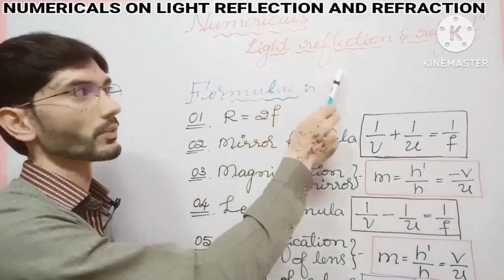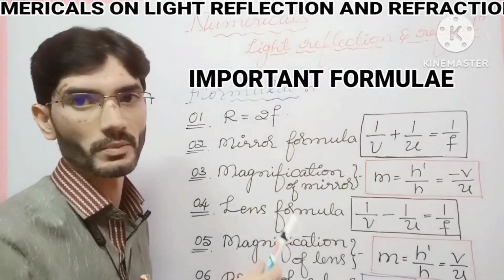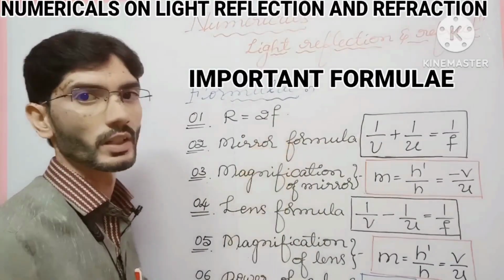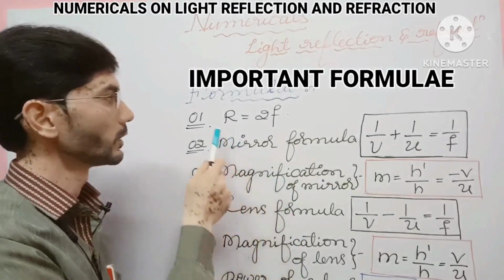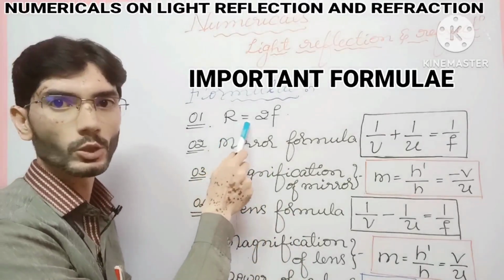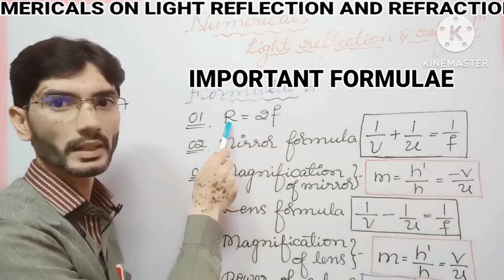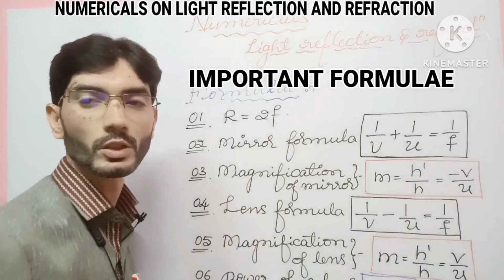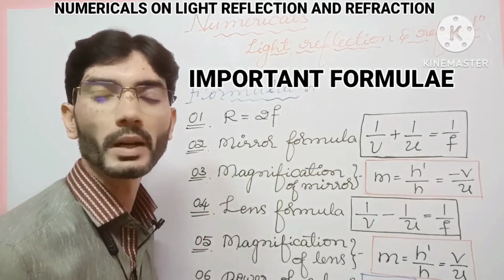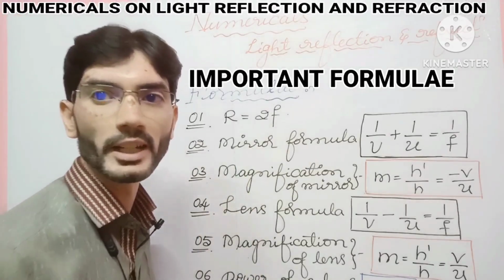Numericals on light, refraction as well as reflection. Now, whichever formulas will come in this chapter, let's first list them out on the board where I have written them. We all know one formula very well: R is equal to 2f. It is nothing but radius of curvature is equal to twice the focal length. On the basis of that also, you may get one or two 1-mark numericals. In 1 mark, you may expect that question.